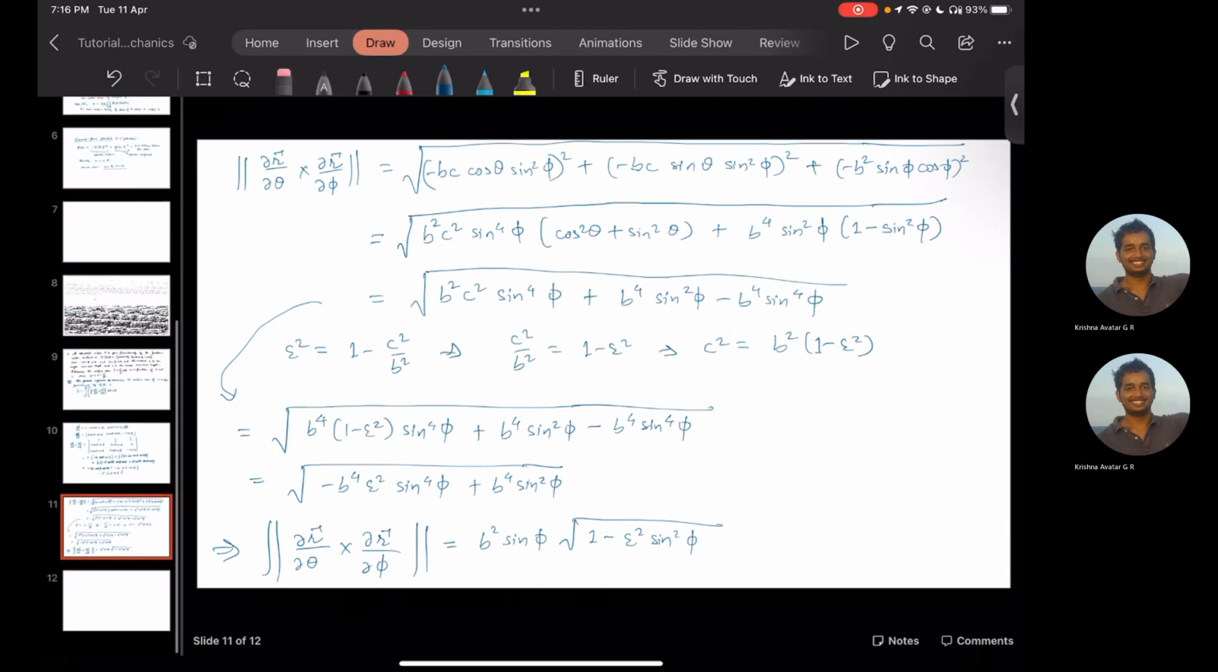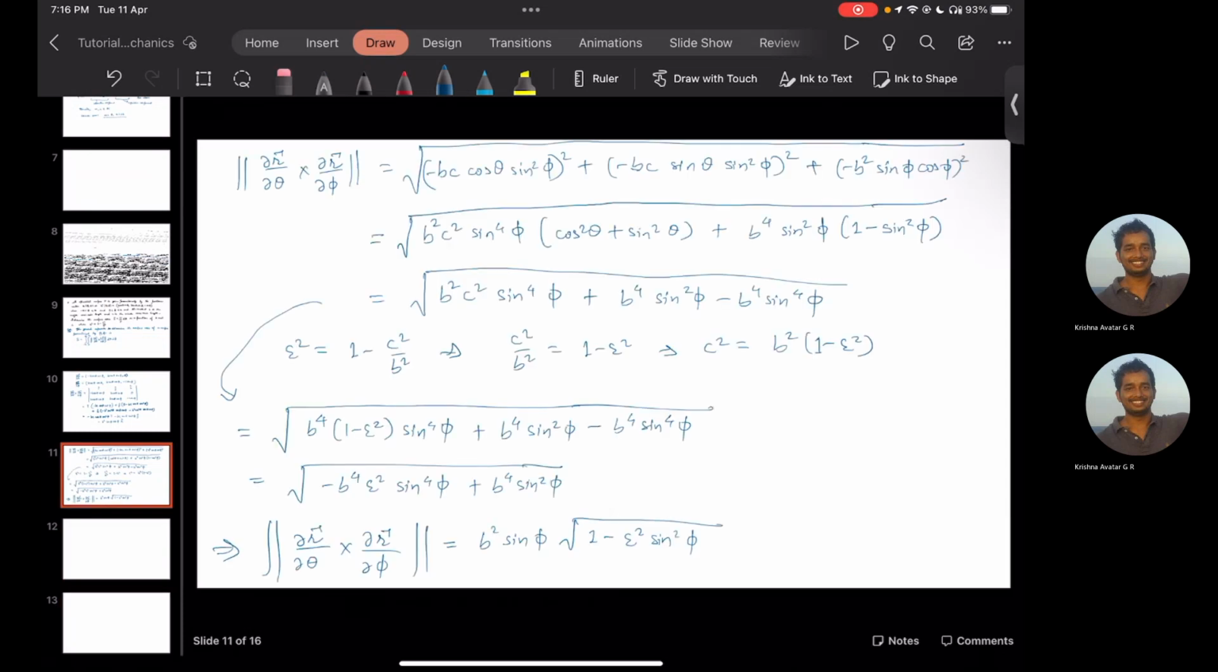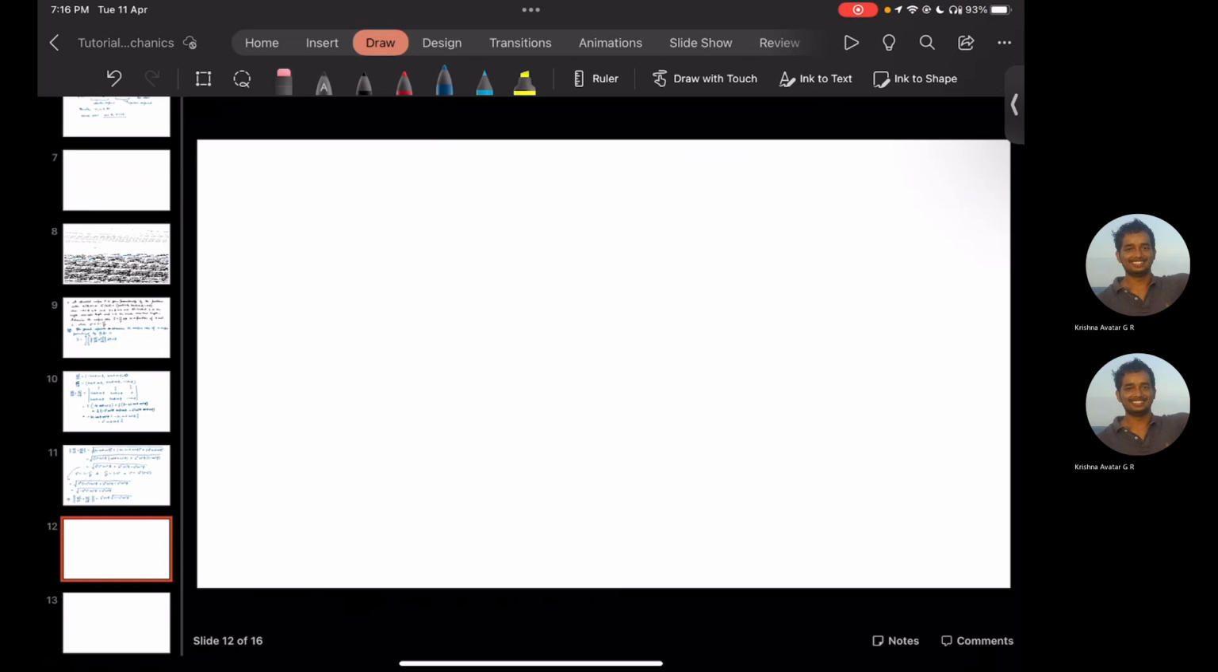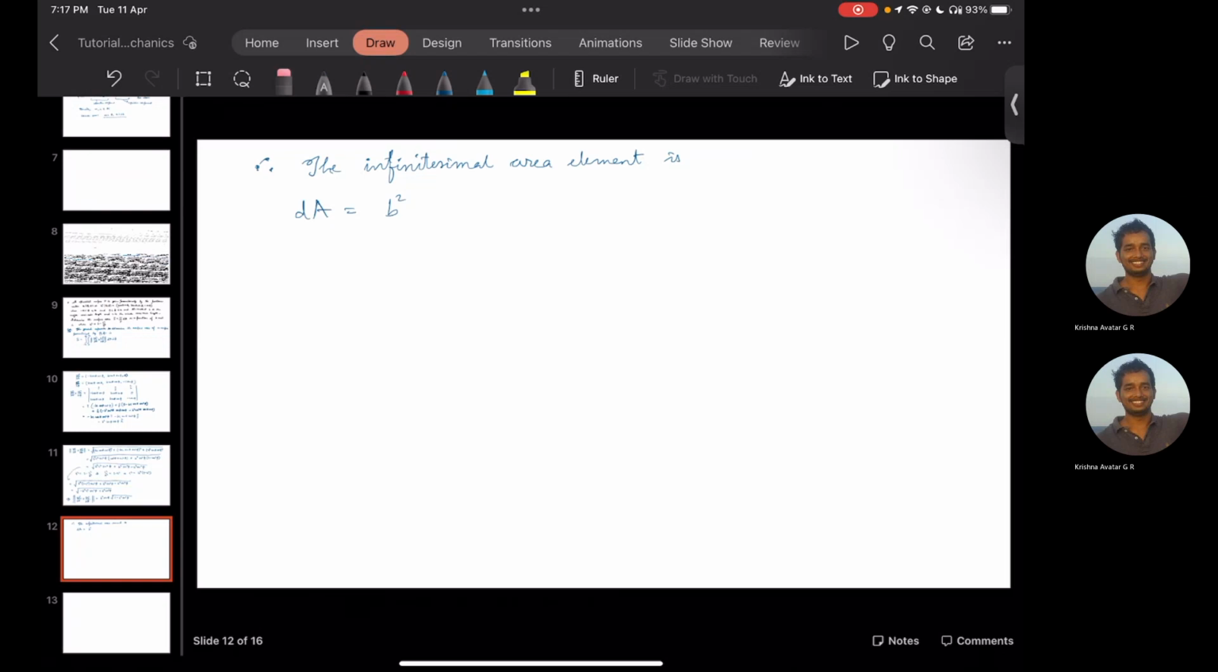Okay, so now we can say that, therefore, the infinitesimal area element dA is equal to b square sine phi, not sine square, it's just sine, yes, just sine phi, times root over 1 minus epsilon square sine square phi d theta d phi. So these are infinitesimal areas.